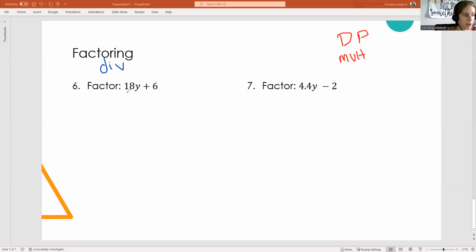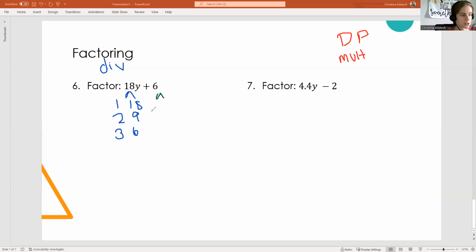So I'm going to list out my factors for my two numbers, 18 and 6. So we have 1 and 18, 2 times 9 is 18, 3 times 6 is 18, 4 doesn't go into 18, neither does 5, which brings me back to 6, so I'm done. Those are my factors of 18.